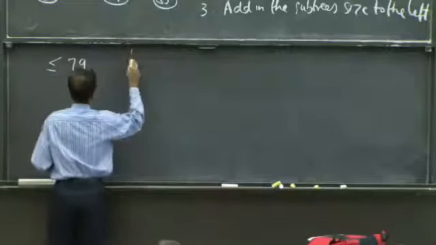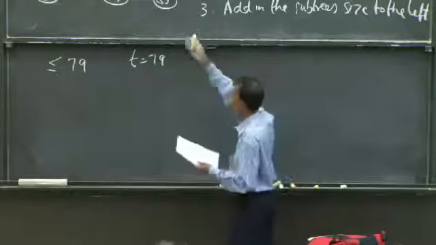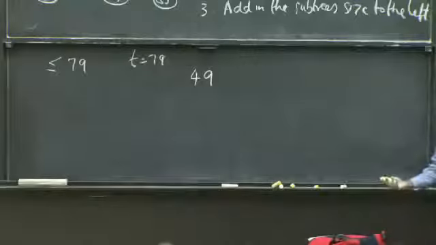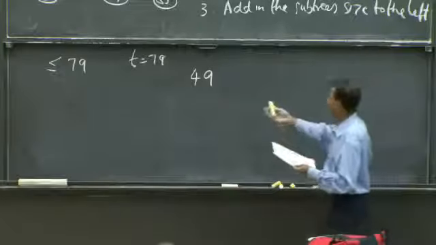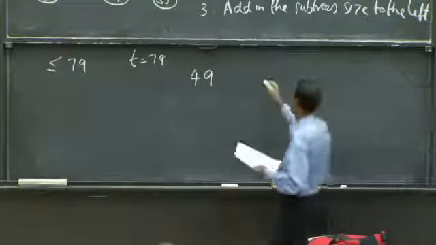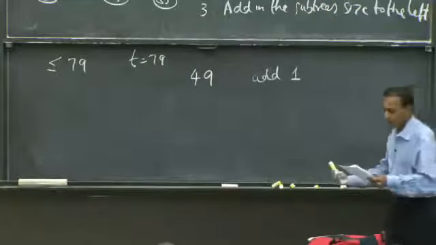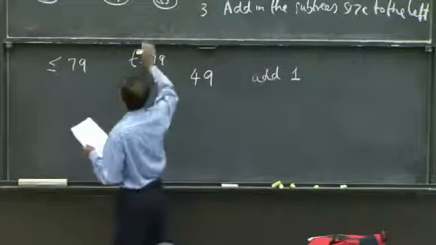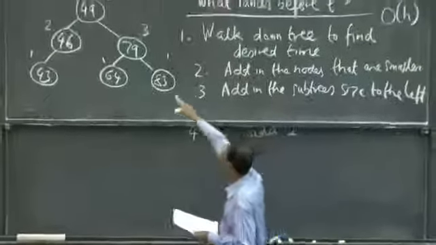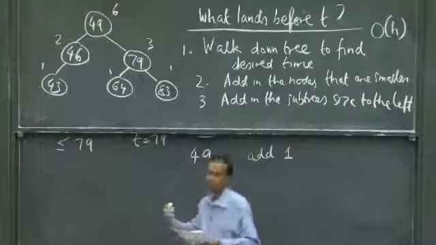So t equals 79. I'm going to walk down. I'm going to look at 49. 49 is clearly less than 79, so I'm going to add 1. And that's this check over here. I move on, and what I need to do now is move to the right, because 79 is greater than 49. That's how my search would work.